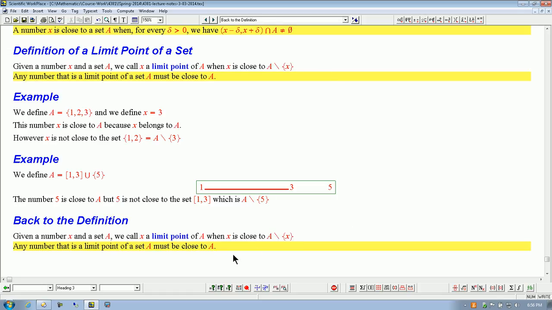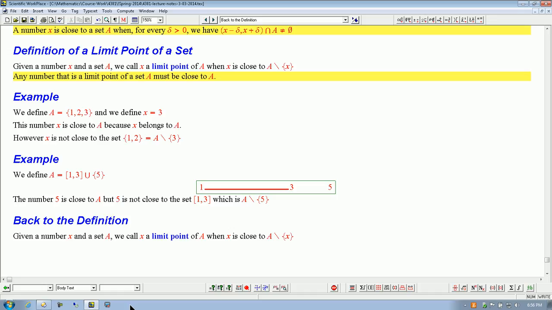There, I repeated it. Oops. I don't want this yellow stuff again. I rewrote the definition because I want it right next to me. A number x is called a limit point of a set A when what? When x is close not just to A, but to a slightly smaller set.